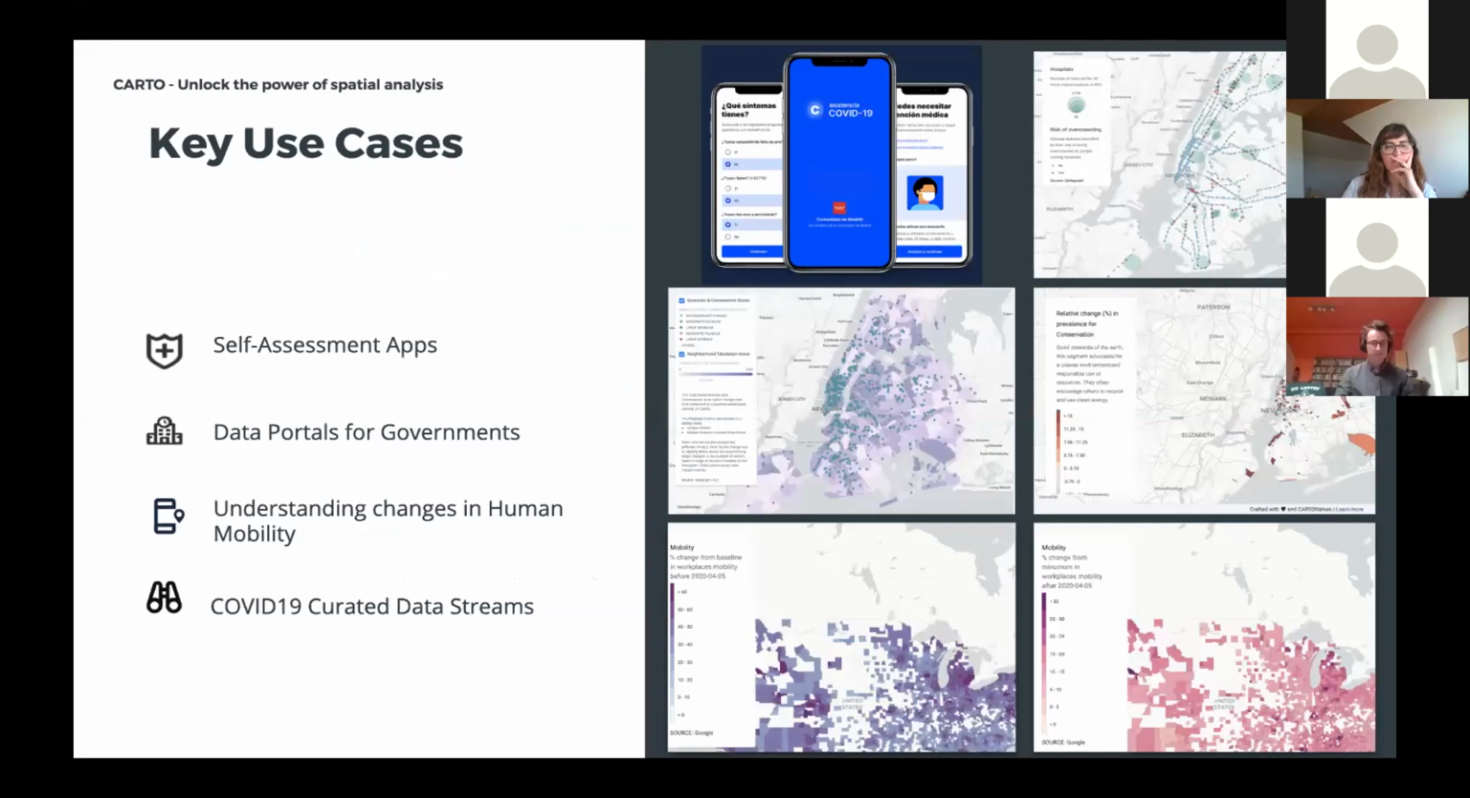At CARTO, we have worked on several use cases, from development of a self-assessment app to creating data portals for governments, to using human mobility data from GPS to understand changes during the different phases. And also we have worked with data partners to create specific curated data streams for COVID-19 applications.